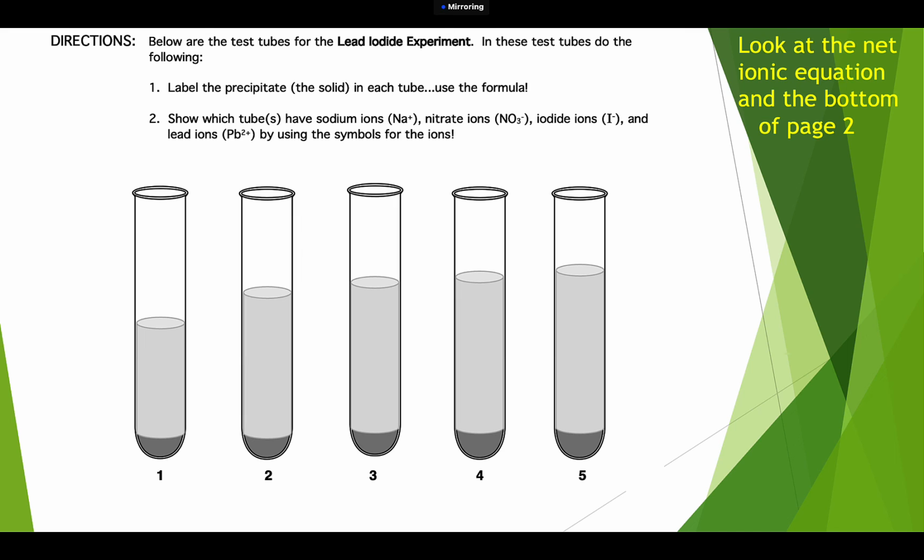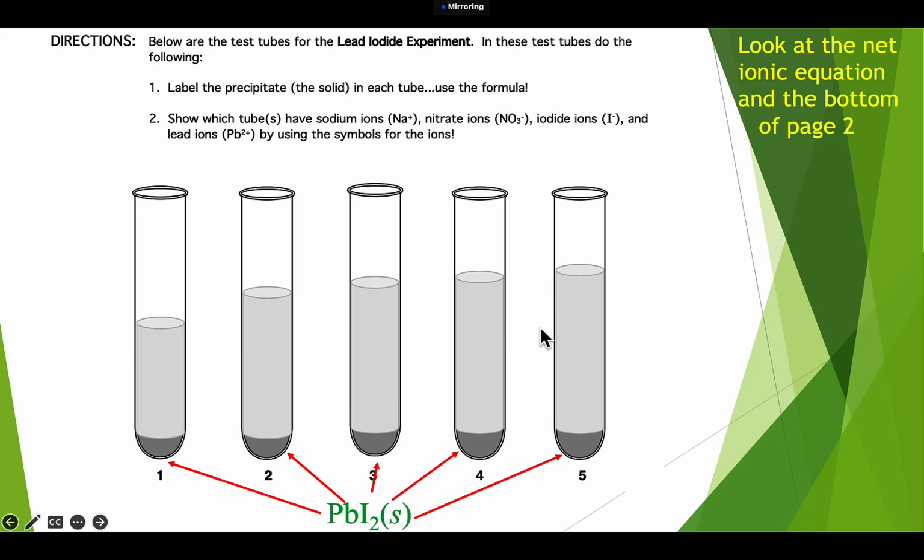To wrap up this post-lab activity, we're going to label our 5 test tubes. To do this properly, we're going to look at the net ionic equation at the bottom of page 2, and we can also look at the excess ions that we circled on page 2. Okay, so the first thing we're supposed to do is label the precipitate, the solid, in each tube. Well, from our net ionic equation, we know the solid is PbI2. So in each one of these test tubes, at the bottom, I have solid PbI2. Now I have to show which test tubes have the ions in solution. Which ones have sodium, nitrate, lead, and iodide ions in them.